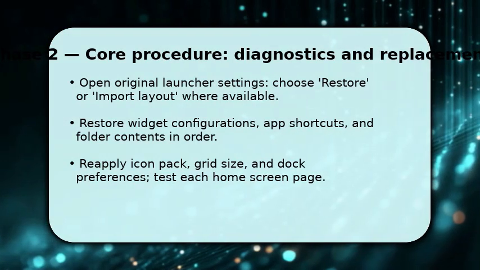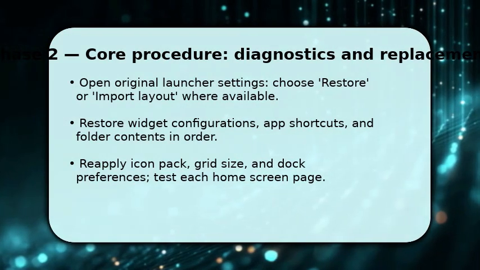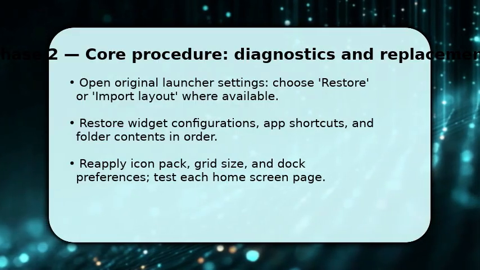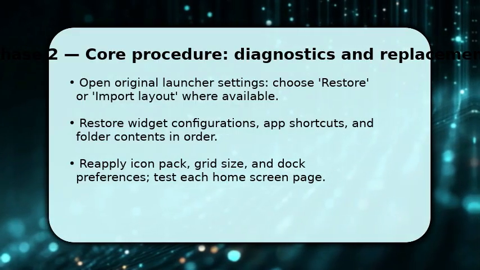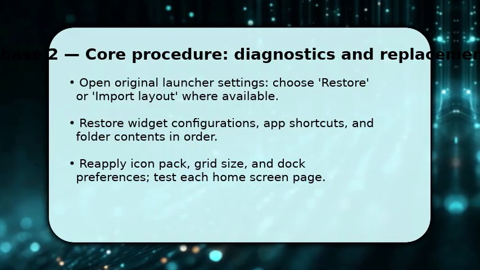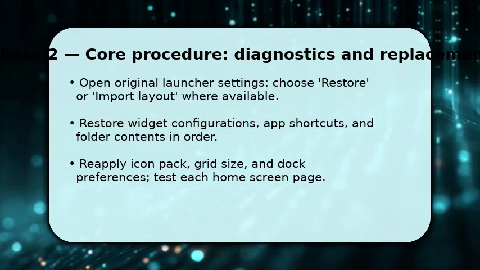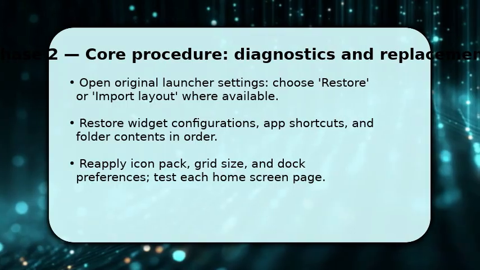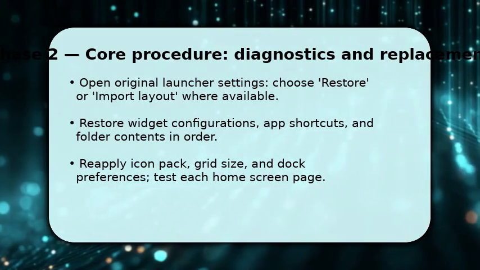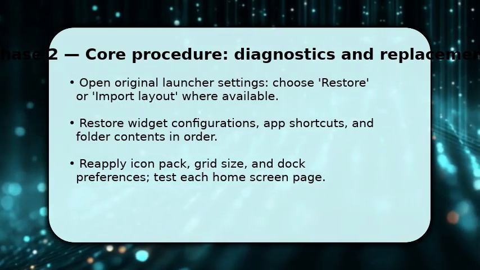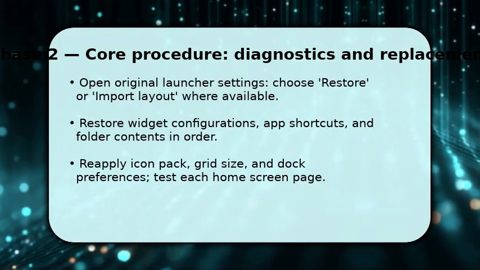You now perform the core restoration. Open the original launcher settings and use the built-in restore or import layout option if present, because it brings back positions and widgets. If no automatic option exists, manually re-add home pages, place widgets, and recreate folders in the same order. Matching sizes and spans matters.